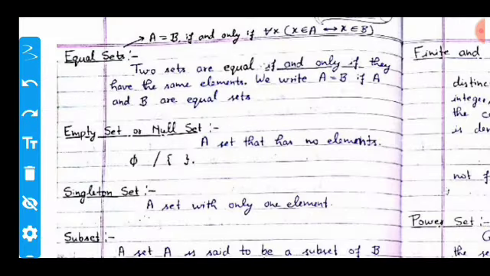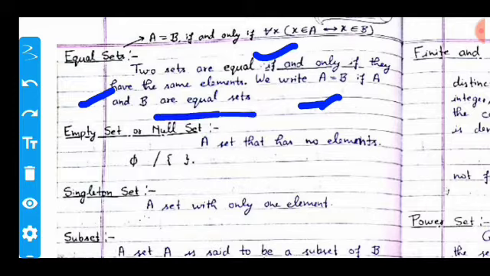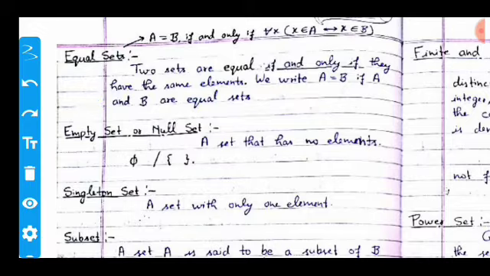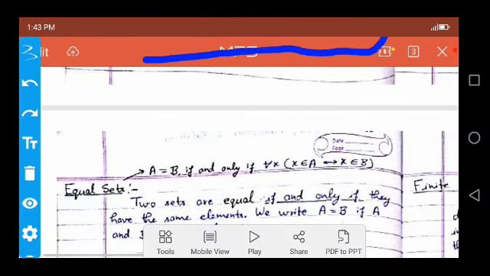Now move on to equality. Two sets are equal if and only if they have the same elements. We write A equals B if and only if A and B are equal sets. This is represented like this expression.